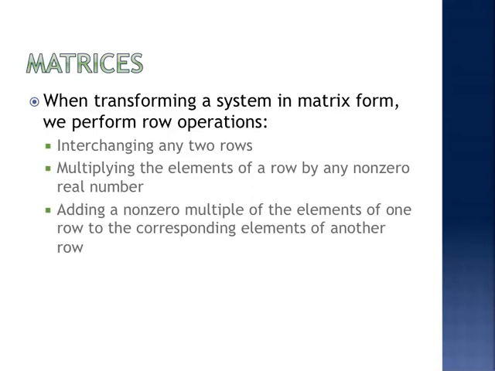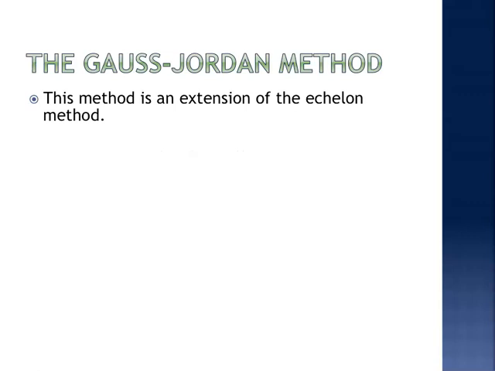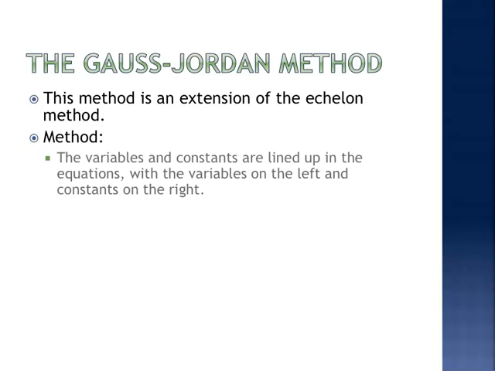So what does this have to do with the Gauss-Jordan method? So the Gauss-Jordan method is actually an extension of the echelon method. So here's how it goes. The variables and the constants are lined up in the equations, with the variables on the left and the constants on the right. Once you have that, then you can write it in augmented matrix form, just like I showed you earlier. Now once you have it in augmented matrix form, then you will use row operations in order to transform the matrix so that it has zeros above and below a diagonal of ones on the left of the vertical bar.